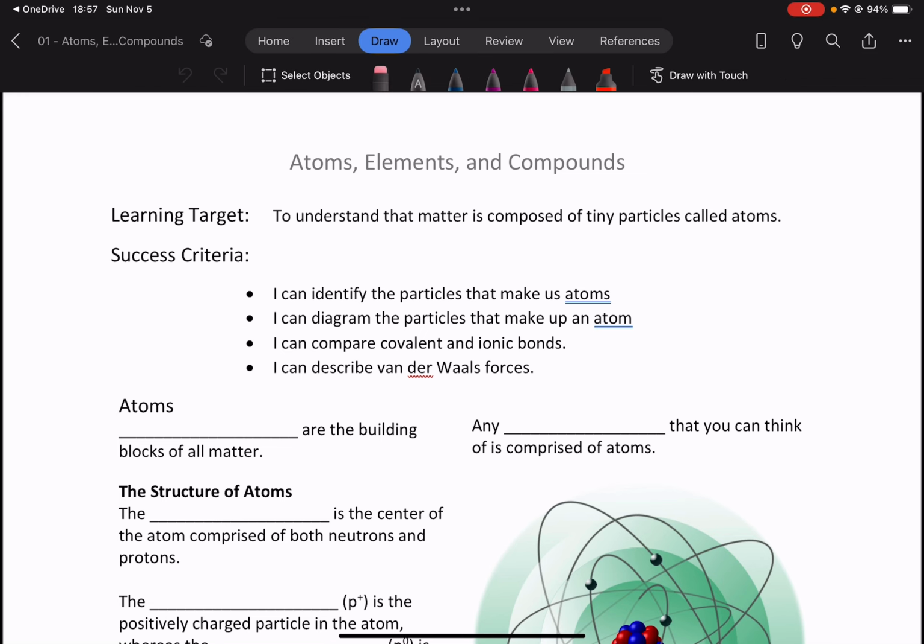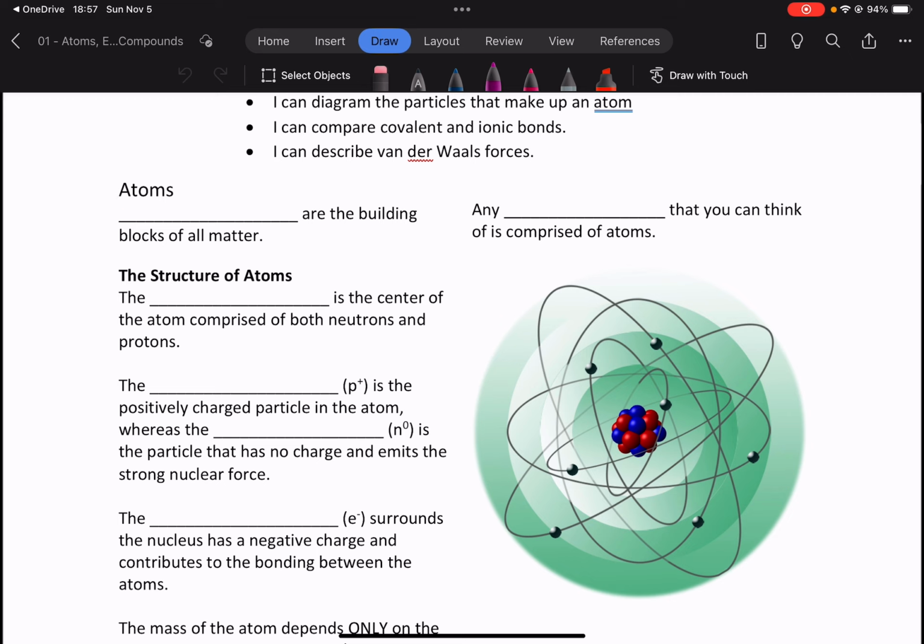The first thing you need to look at is that atoms are the building blocks of all matter. When we talk about atoms, everything in the atom makes up everything. We're talking me, you, the chair, the desk, the TV, whatever you can think of, it's made up from atoms. Any substance that you can think of is comprised of atoms, from people all the way to the chair or whatever.